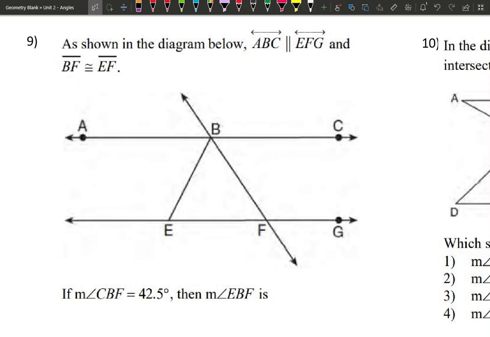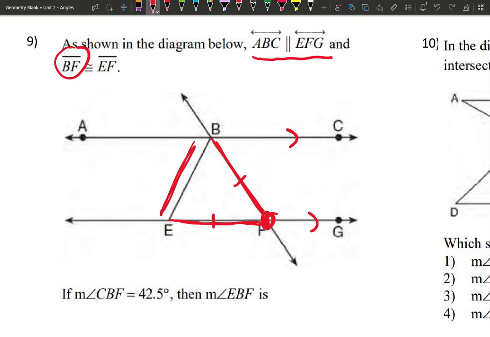Okay, number 9. The lines are parallel. ABC is this big line, EFG is this big line, BF is congruent to EF. Be careful, all right? Because I know right away some people are going to just do that, which is wrong. They tell you BF, so this is BF. EF is this one, so that's EF. So in this case, this is like the top of the triangle, and this is the base. So which means these two are the congruent angles, right? Because we have an isosceles triangle here.